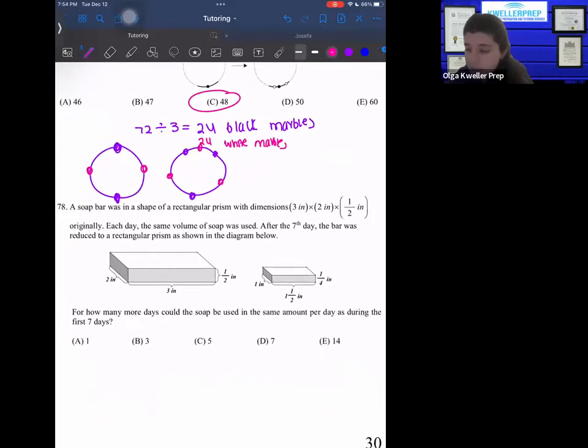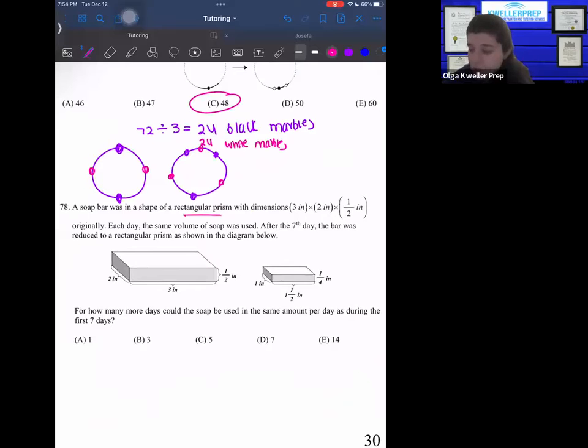Okay, the next one, we have a soap bar in the shape of a rectangular prism with the following dimensions. Each day the soap was used until the 7th day where it had these dimensions. And the question is, how many days could the soap be used in the same amount per day as during the first 7 days? So first we have to get the volume of each and figure out how much of the soap was used per day, right?